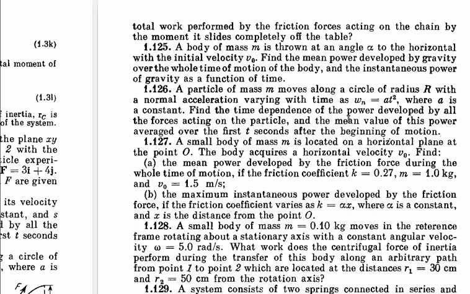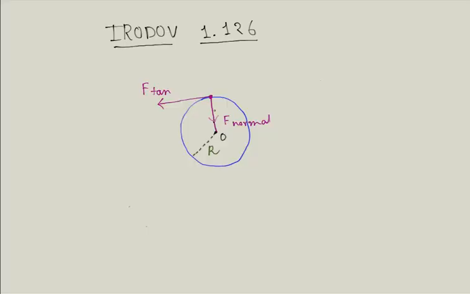Irodov sir is very much clever. He might have used this terminology just to confuse you. In that case, let's try to solve this question. This is the direction of centripetal acceleration as well as centripetal force or normal force, and this will be the direction of tangential force. As you know, v squared by r is the centripetal acceleration as given in the equation. Centripetal or normal acceleration is a t squared.